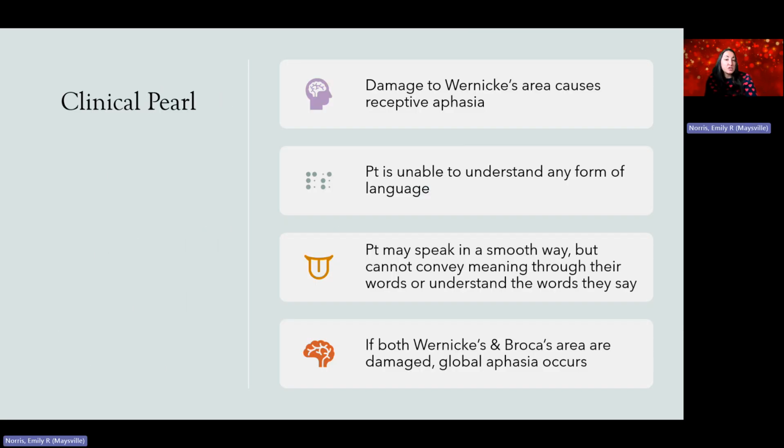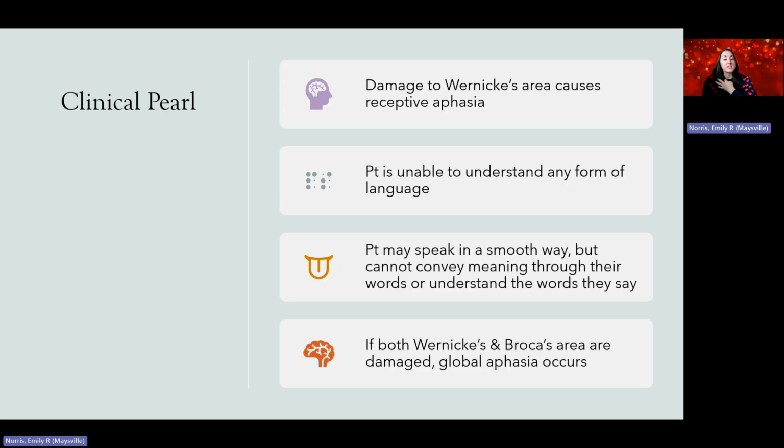All right, damage to the Wernicke's area can cause receptive aphasia, where people are unable to understand any form of language. I talked about that. They may be able to speak in a smooth way, but their speech doesn't really convey any meaning. It's hard for them typically to actually convey meaning through their speech, and they're not even able to understand their own words.